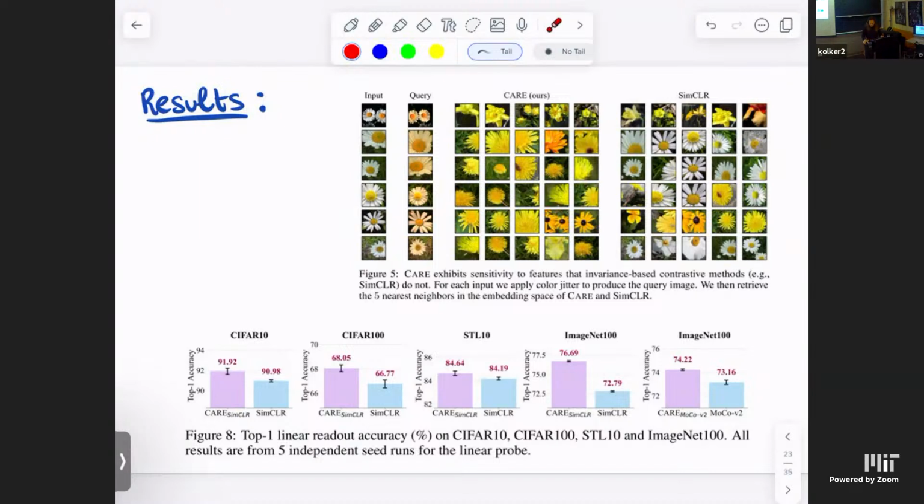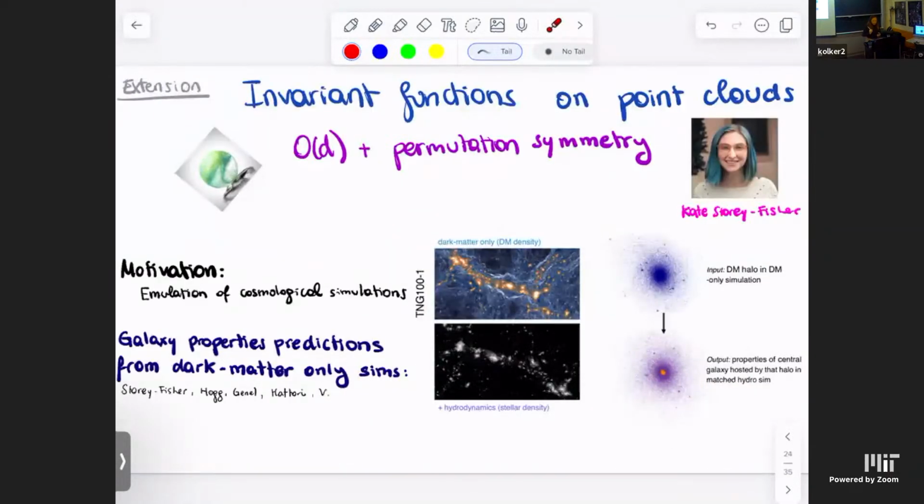Okay, so I'm going to say one more thing, and then I'm going to skip the last part. We looked at the orthogonal symmetry so far, but in some problems, in addition to the orthogonal symmetry, you have a permutation symmetry. For instance, this is some work by Kate Storey-Fisher in her PhD thesis, which was advised by David Hogg.